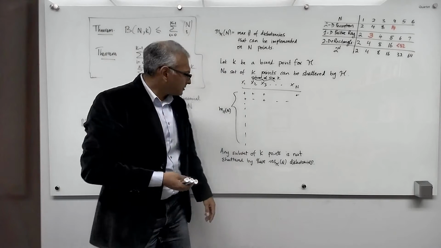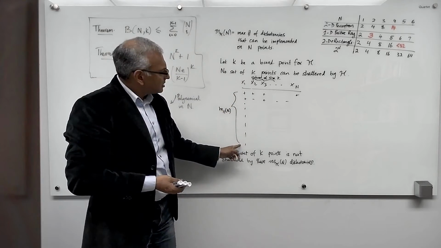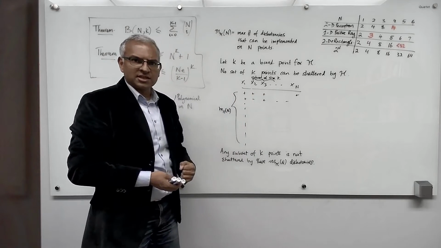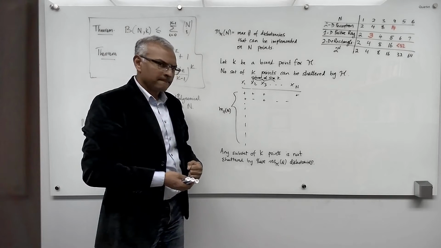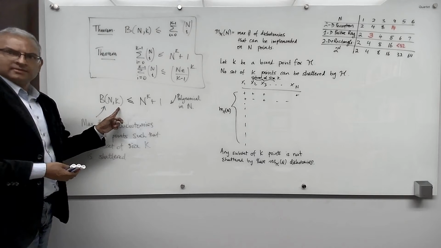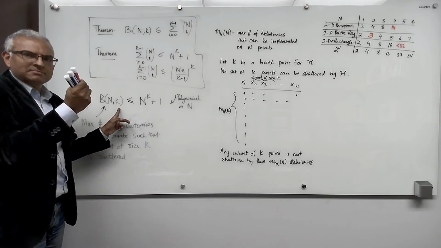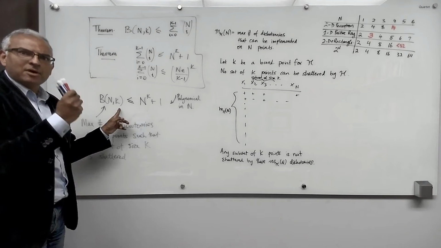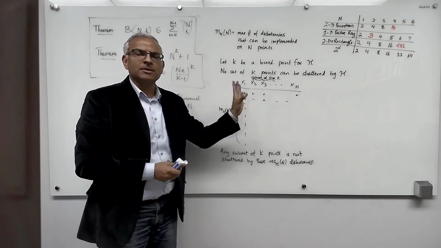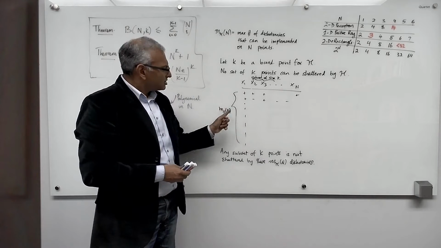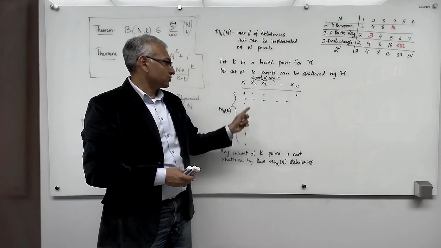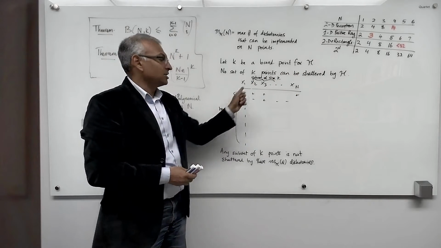So that means I've listed some dichotomies. They're all distinct, and for these dichotomies, no subset of size k is shattered. But B of n and k is the maximum list of dichotomies that are possible, period, on any n points, such that no subset of size k is shattered. This may not be the maximum, because these are just the ones that came from H. These are the special dichotomies that H implemented.